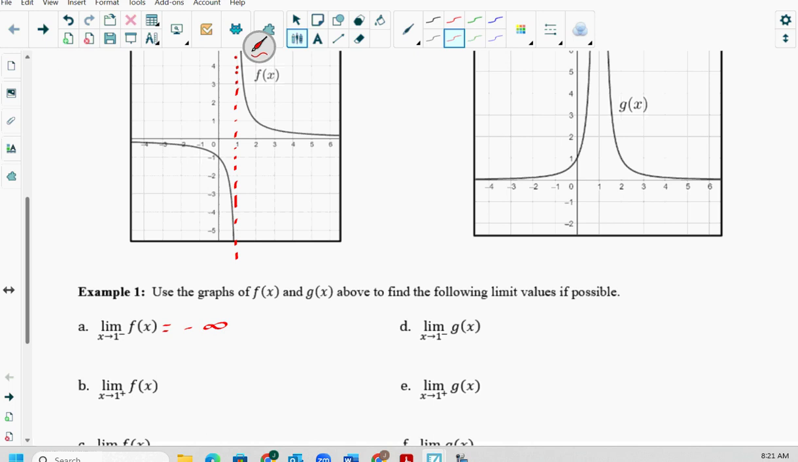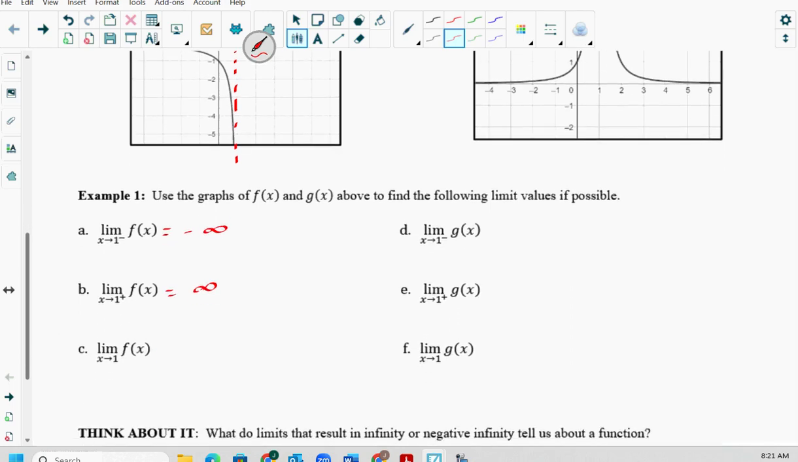What about letter B, as we come from the right? Positive infinity. Okay, and then your overall limit, do the two run into each other? No, so that's just DNE.